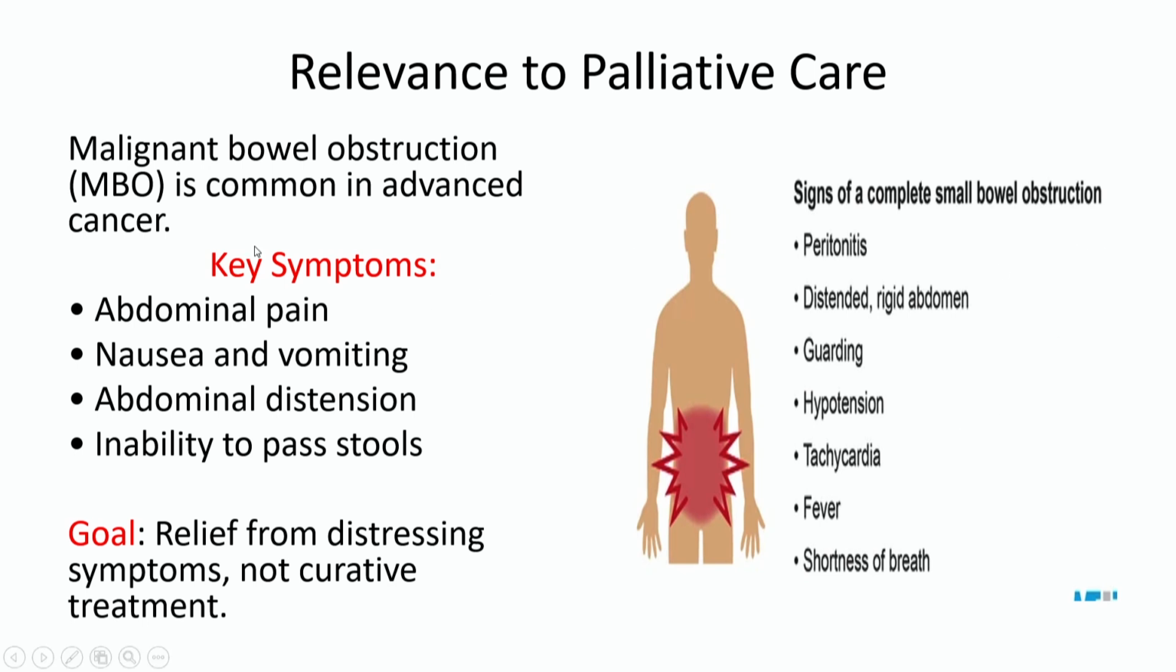Relevance to the palliative care. The malignant bowel obstruction, MBO, is common in advanced cancer stage. What are the key symptoms here? Abdominal pain, nausea and vomiting, abdominal distension, and inability to pass stool. When stool will not pass, there will be distension in your stomach. The abdominal distension means belly will be full of gas, and that will induce nausea and vomiting, and ultimately there will be pain. So everything is linked to the inability to pass the stool.